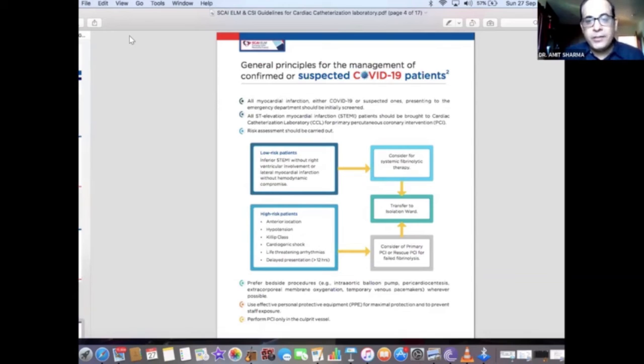As I told you, low risk patients you will consider for fibrinolytic therapy. You will go for fibrinolysis, you will transfer this patient to an isolation ward, and then you will consider him for an angioplasty if needed.